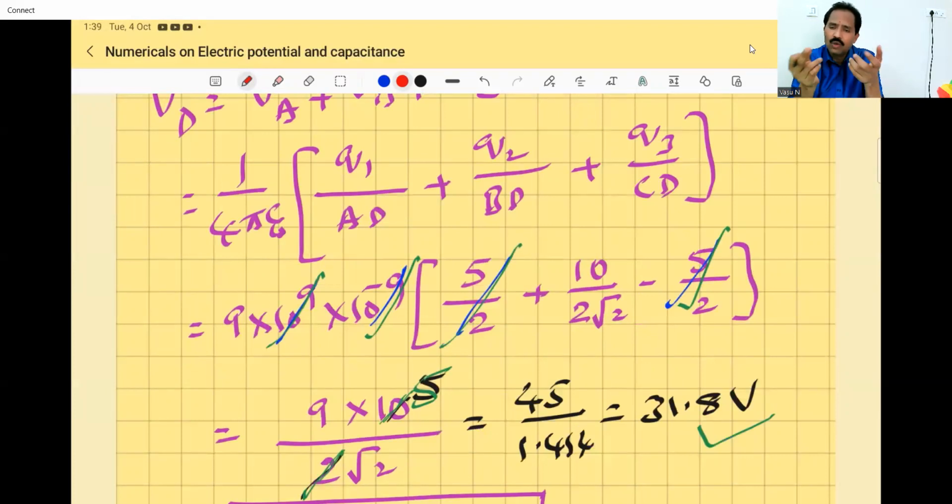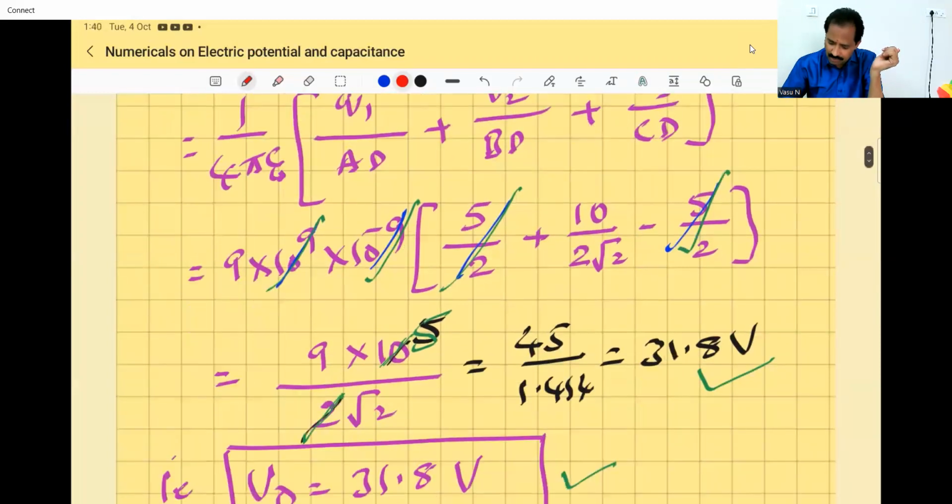By what is AD? 2 meter. Put plus. What is Q2? 10 nC. N is taken out, I have taken out 10 power minus 10. What is BD? 2√2 distance. Plus Q3 is -5. So put -5, 10 power minus 10 stays outside. What is CD? 2. Then 5/√2 and -5/√2 cancel. 10 power 9 and 10 power minus 10 cancel.